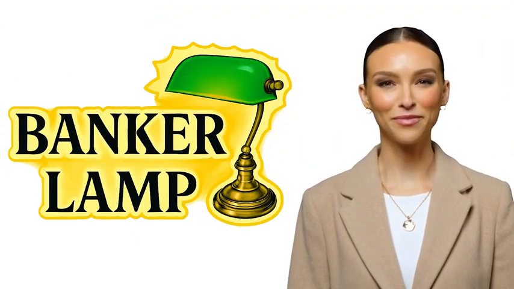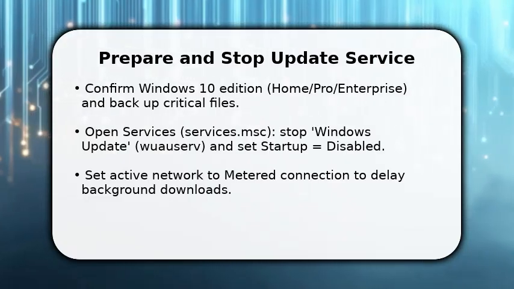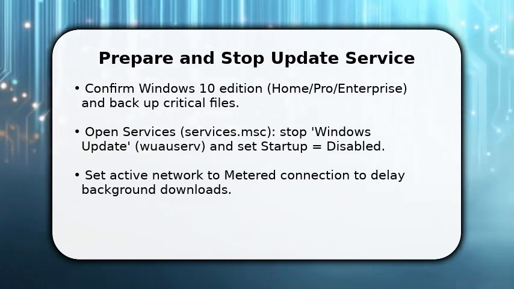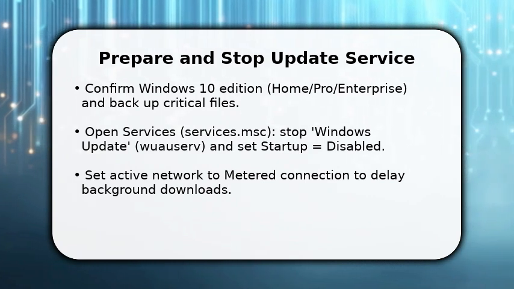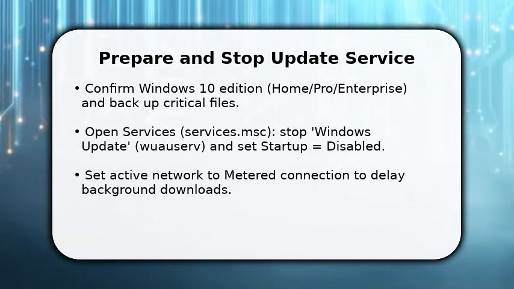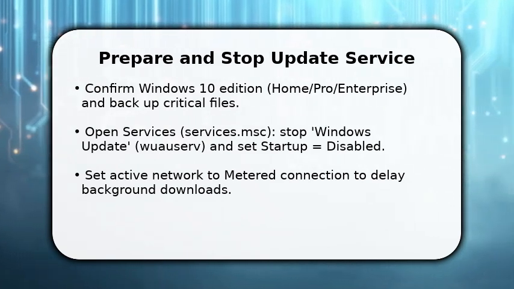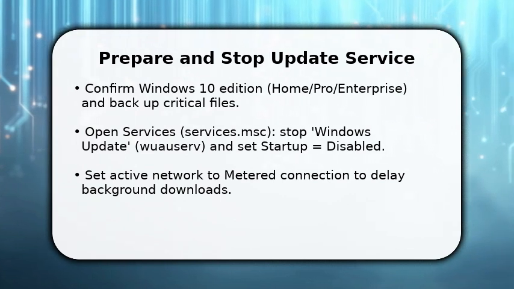You start immediately by confirming your Windows edition and making a quick backup of important files. Once done, open Services.msc, locate Windows Update, view the service, right-click, stop the service and set Startup Type to Disabled. That prevents the service from relaunching.